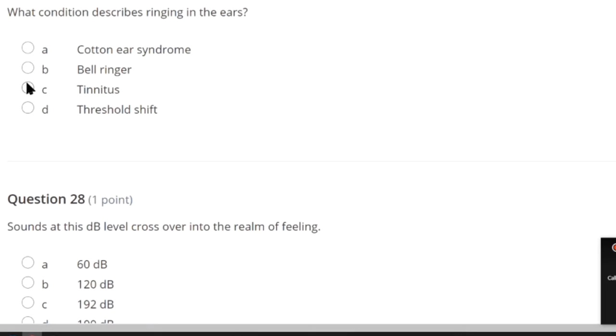The answer is tinnitus. I've also heard it pronounced tinnitus. But if you have ringing in your ears, you are suffering from tinnitus.